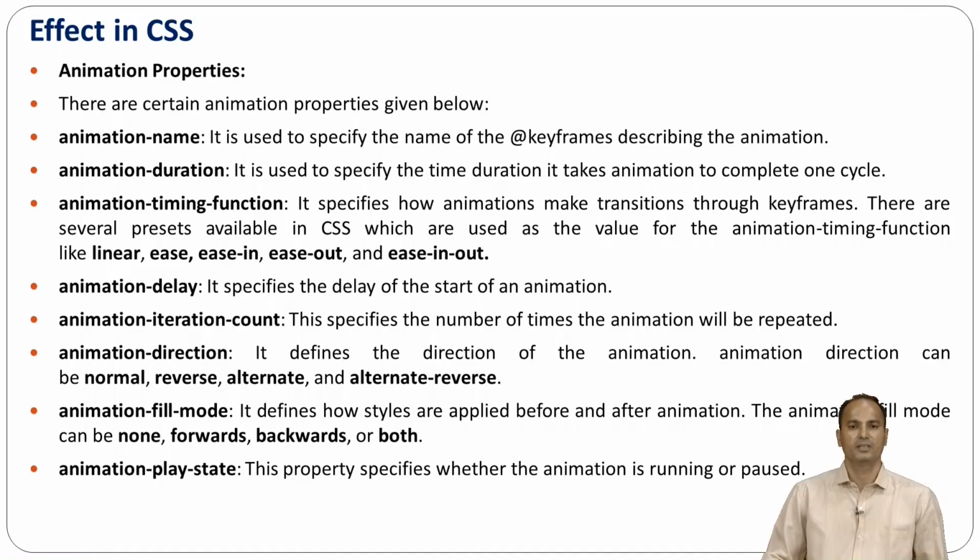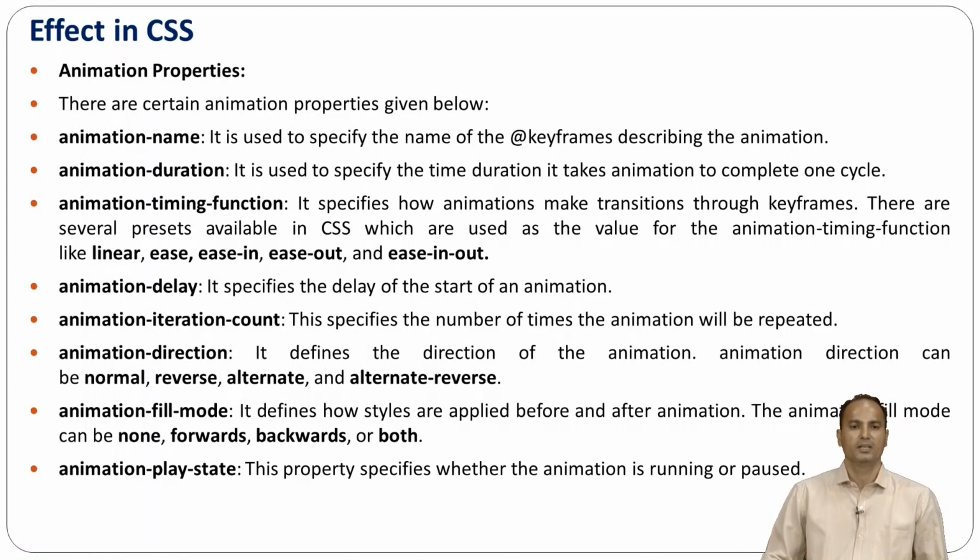Animation timing function specifies how the animation makes the transition through keyframes. There are several presets available in CSS which are used as the value for the animation timing function, like linear, ease-in, ease-out and ease-in-out. Animation delay specifies the delay before the start of an animation. Animation iteration count specifies the number of times the animation will be repeated. Animation direction specifies the direction of the animation, which can be normal, reverse, alternate and alternate-reverse.